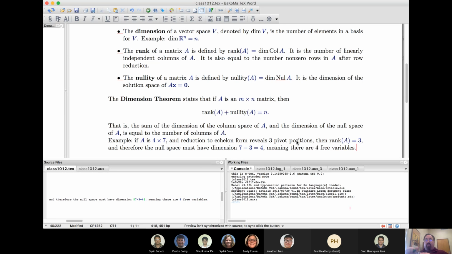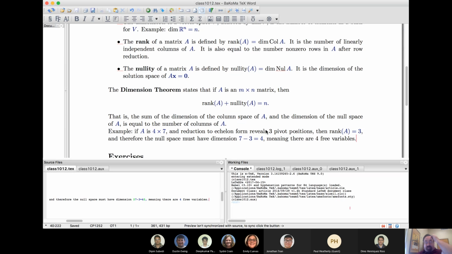So if you try to describe all solutions of Ax equals 0 in a parametric form, then the dimension of the null space indicates how many free variables you would have. But that's something you would expect anyway for a matrix of 7 columns. If there are only 3 pivot positions, there have to be 4 free variables.